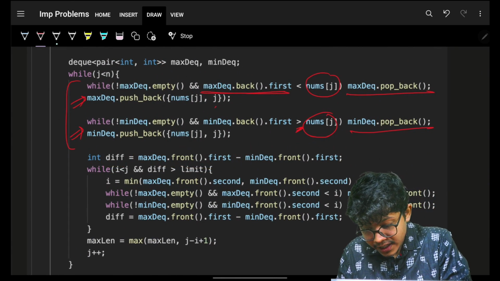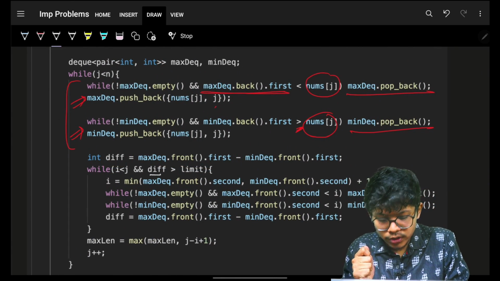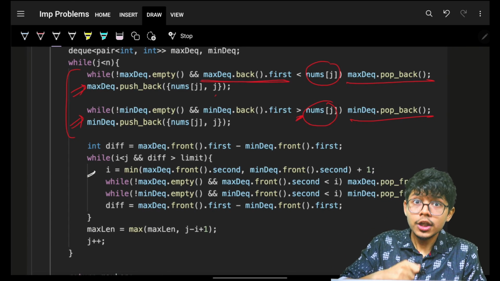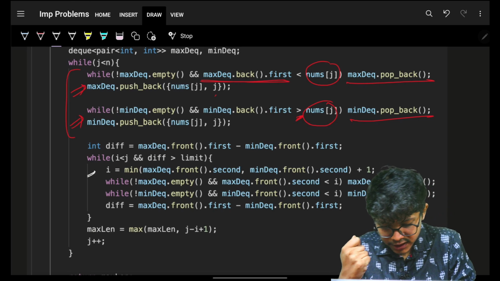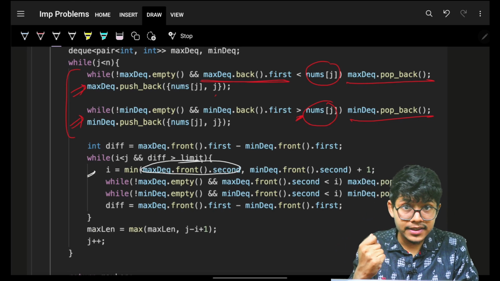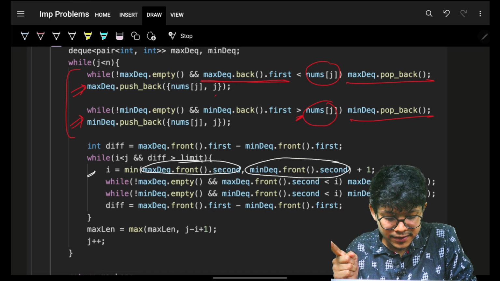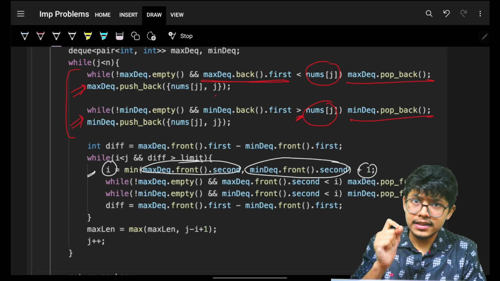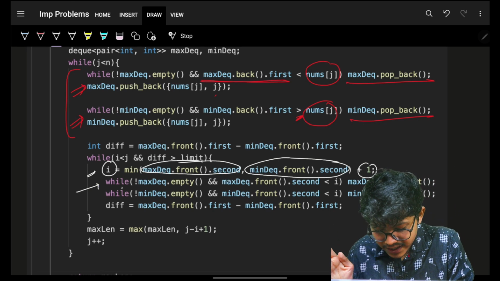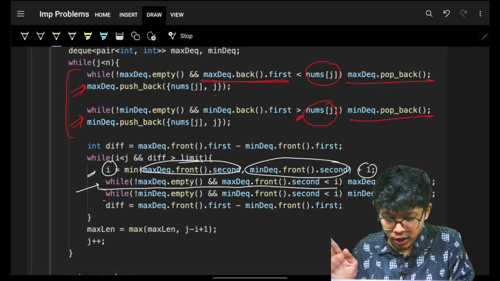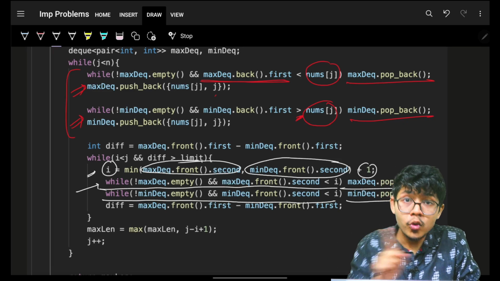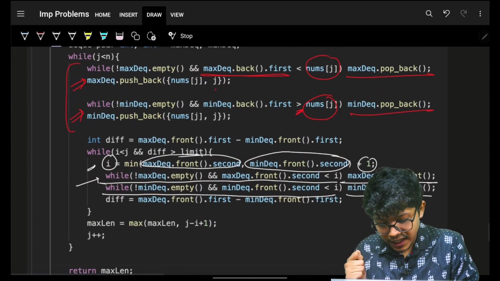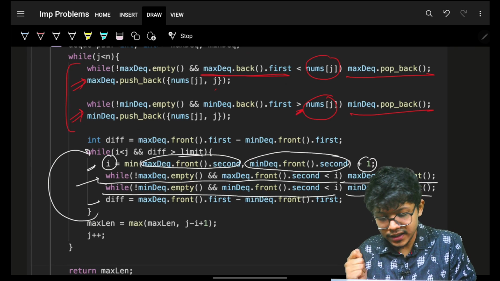Now let's check. If your diff is higher than the limit, find the new index. I'll get the front index from my max DQ, get the front index from my min DQ, add a 1, and that is my new index. Anything lesser than this index in my min DQ or my max DQ should be removed. I'm comparing from the front, so it should be removed from the front itself. Check the diff again and keep repeating until your diff is within the limit.